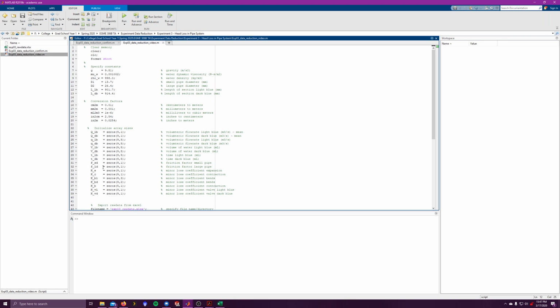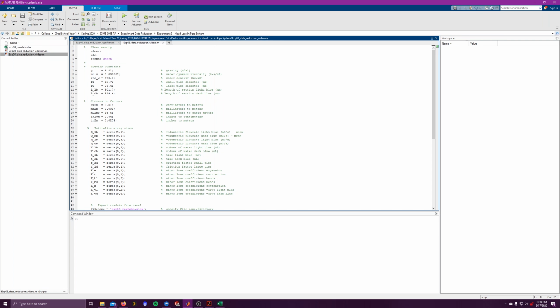Okay, and then we have our expansion and contraction. So we just had one of each, and we did it for the 9 percentages. And then we have the minor loss coefficient for the bends. For light blue, we had 3 bends, and for dark blue, we had 2 bends. And then our valves here, we had one valve for the dark blue and one valve for the light blue.